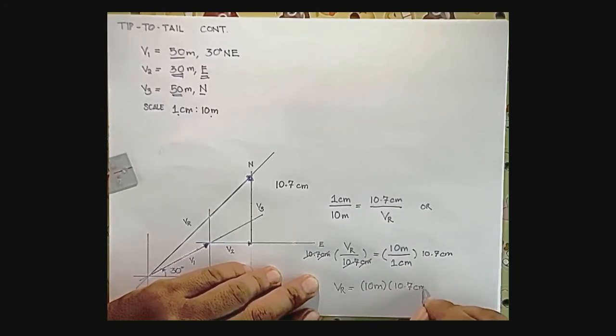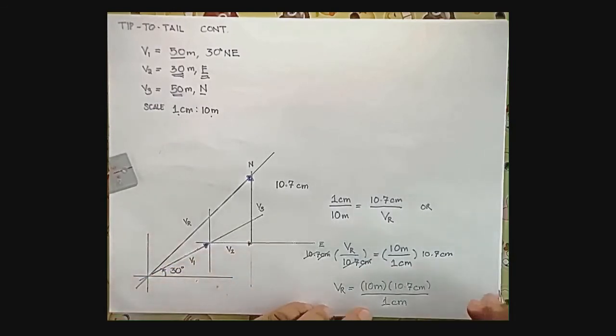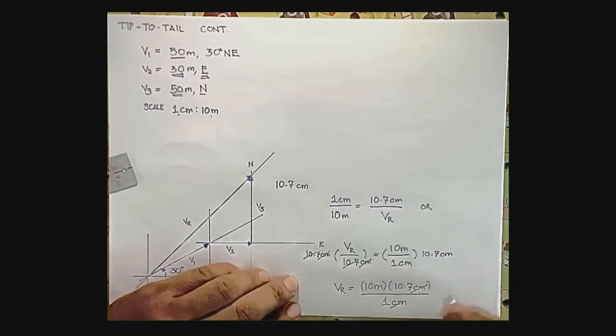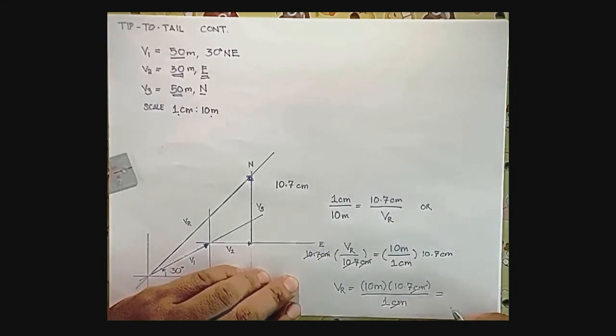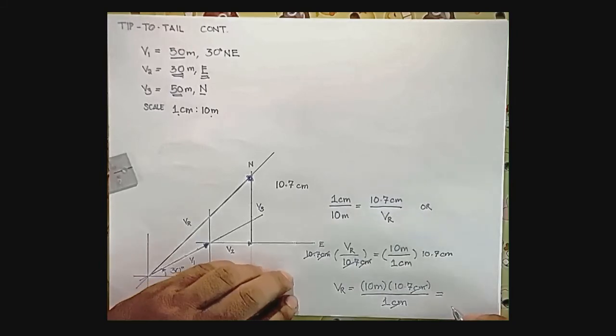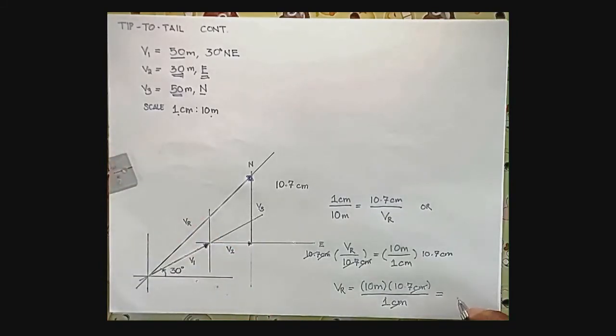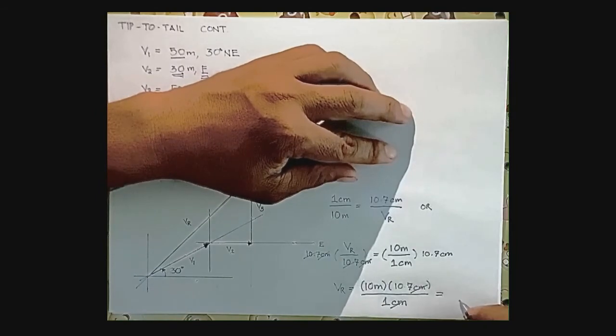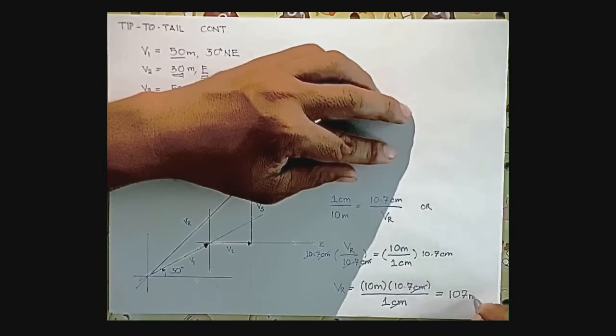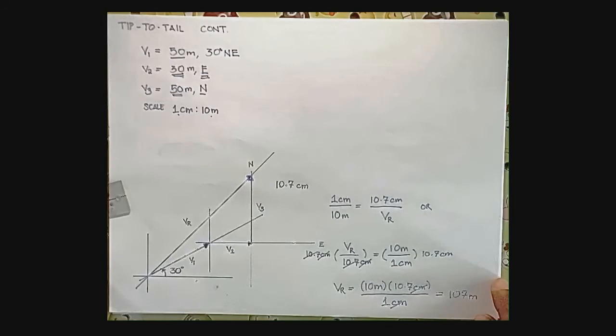centimeters over 1 centimeter. Okay, we can cancel the centimeter like that. So we will be left with meters. So 10 times 10.7 will be equal to 107 meters. No more centimeter. Okay? So let me get my calculator and check that out.